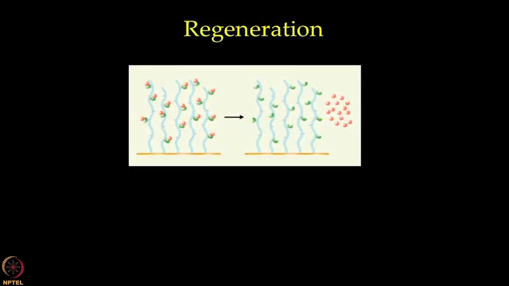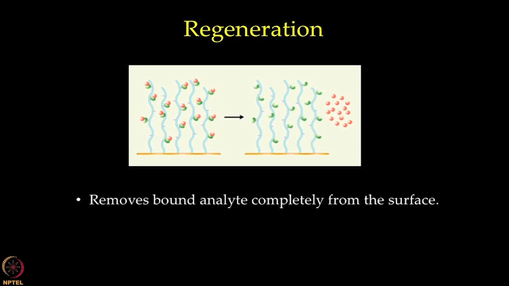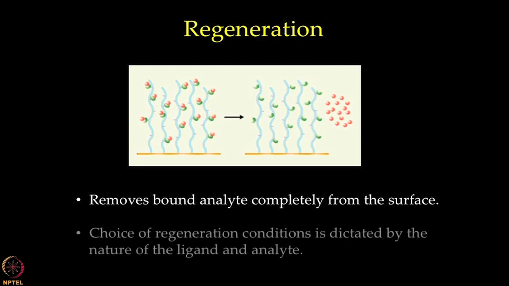Regeneration, as already discussed by Dr. Srinivas, is the process of removing bound analyte from the ligand on the sensor chip surface after analysis of a sample. Efficient regeneration, which means removing bound analyte without affecting the ligand activity, is crucial to a successful assay. If the regeneration is incomplete, or the binding activity of the surface is reduced, the performance of the assay is impaired. The choice of conditions for regeneration is dictated by the stability and nature of the ligand and analyte.